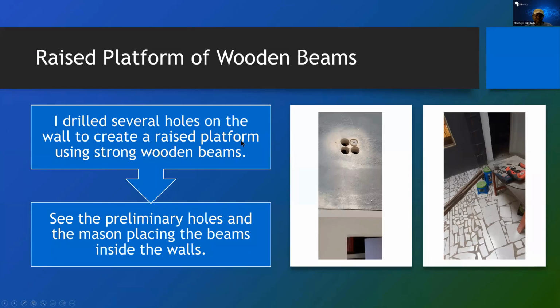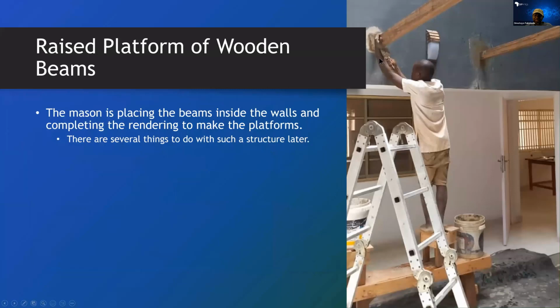So another thing, there is a drilling here on the wall. I drilled several holes on the wall to create a raised platform using strong wooden beams. These are the preliminary holes, and these are some tools used. And then here is the mason trying to bury the beams inside the wall and finish the rendering. These are some things that were done over the weekend. So from this one now, we can put a platform here and can reach some of those high places when we want to do some stuff there.